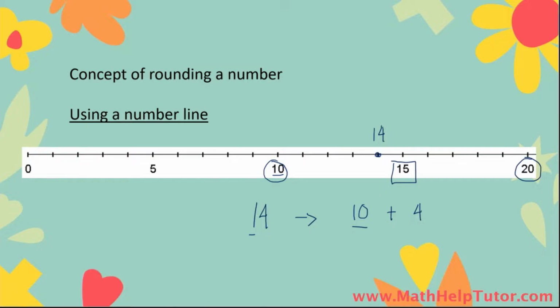After that, we determine whether the number 14 is on or has crossed the number between the two tens places, that is 15. In this case, we can see that the number 14 is not on 15 and comes before the number 15. So what this means is our number 14 is closer to its current tens place. So the answer to the problem of rounding the number 14 to the nearest tens is 10.